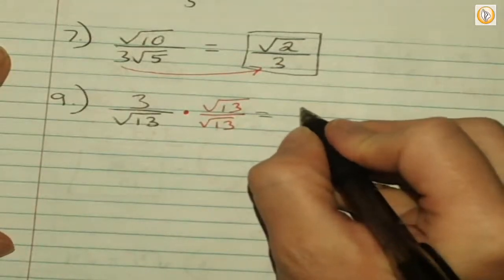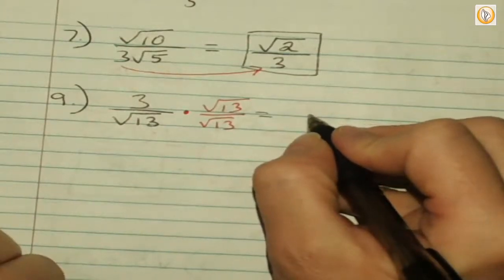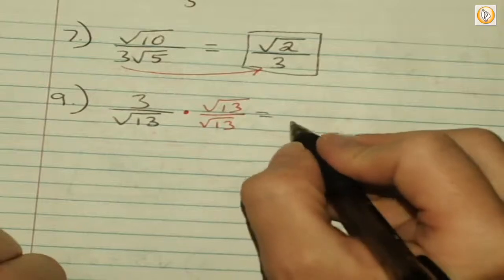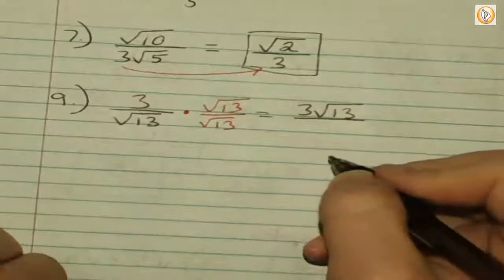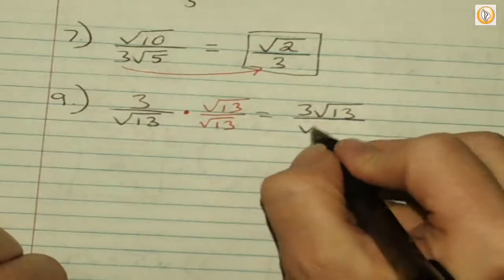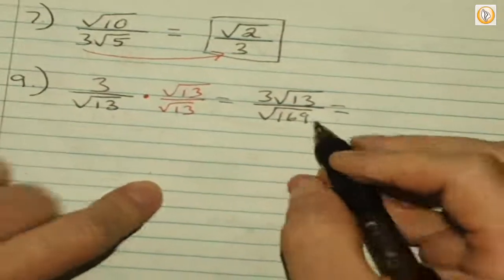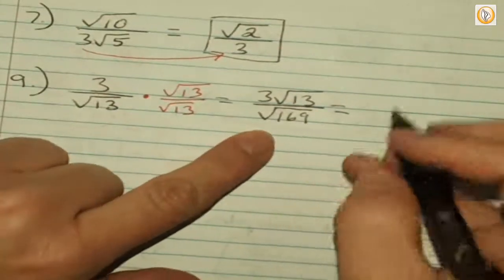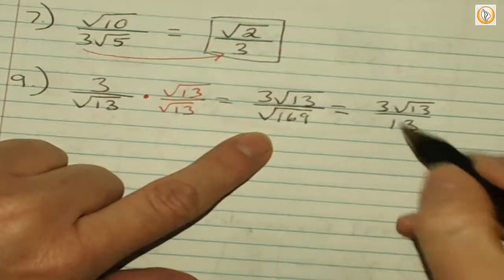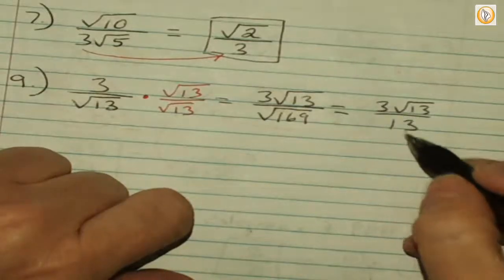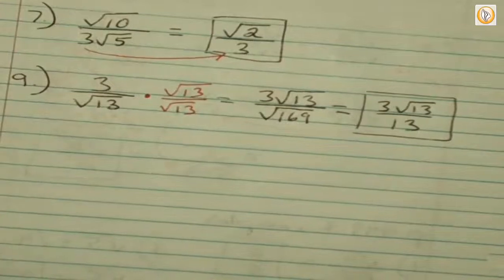Ultimately, if you're not going to do the whole square scenario, I don't really want to multiply 13 times 13. So 13, and then 3 times square root of 13 on top. And just in case you don't know, 13 times 13 is 169. Now you know. That's a perfect square. So then it's just 13. The 3 and the 13 cannot be simplified. That 13 is prime. So you're done.